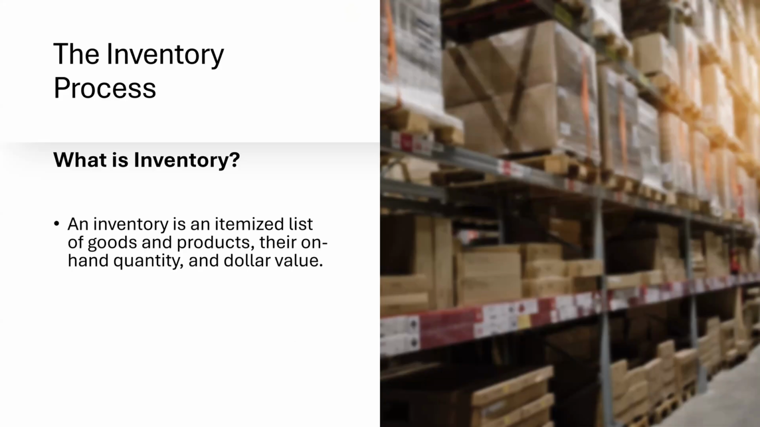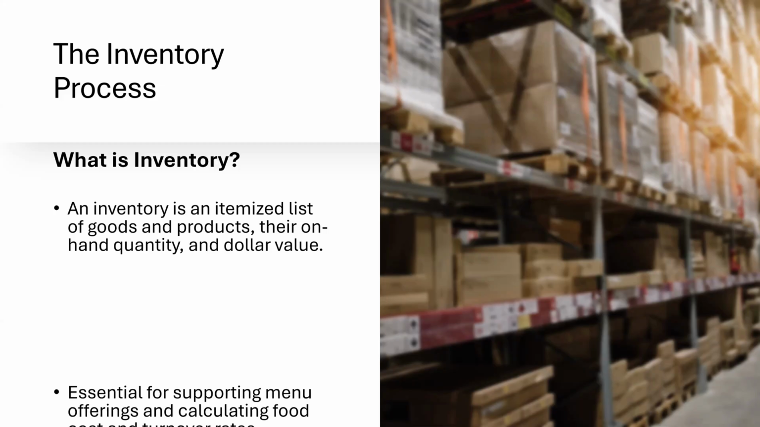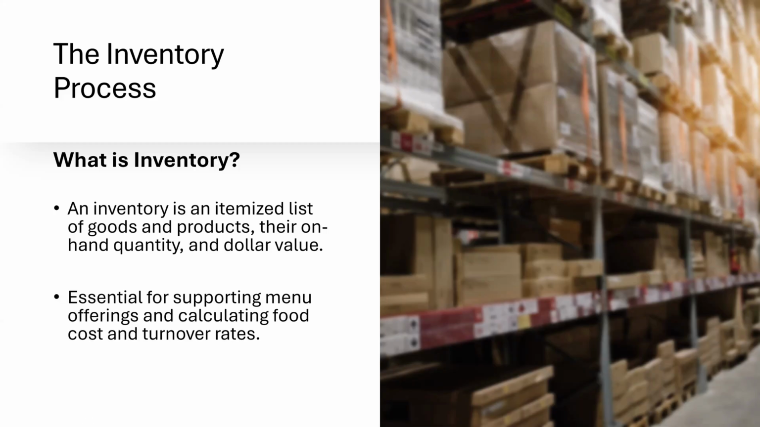What is inventory? Really, it's an itemized list of goods and products they have on hand and the dollar value. That's all of inventory: the on hand quantity, the list of goods and services, and the dollar value of your inventory.